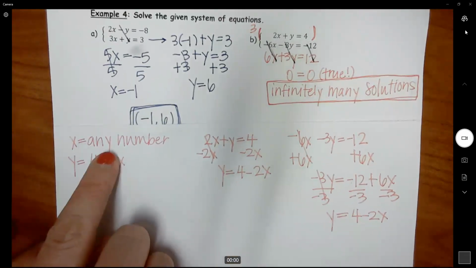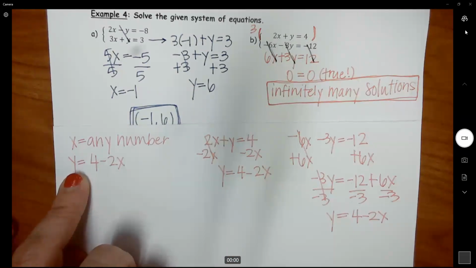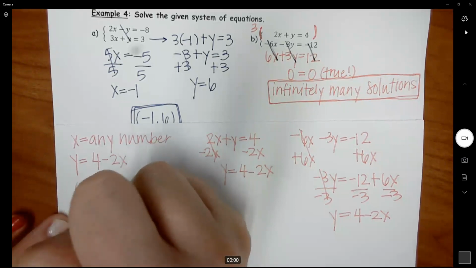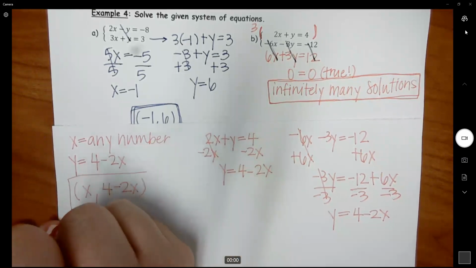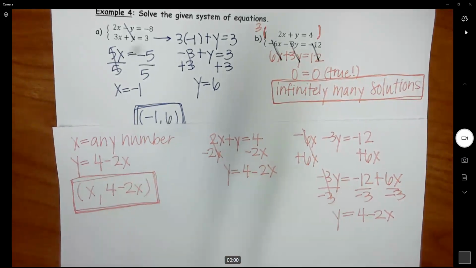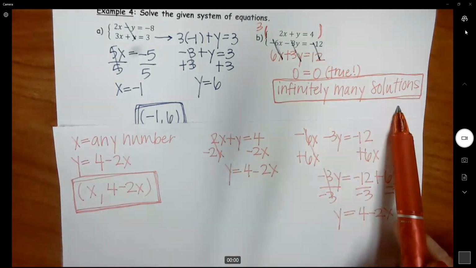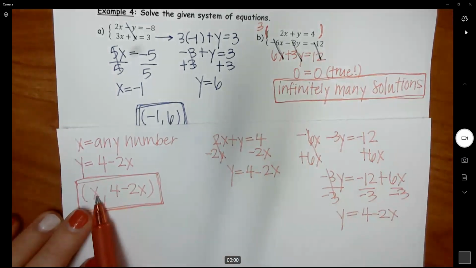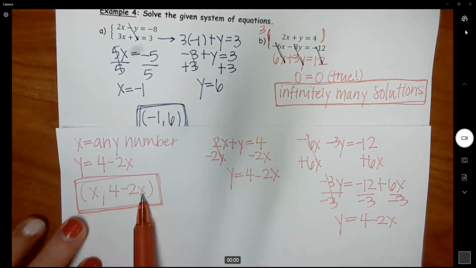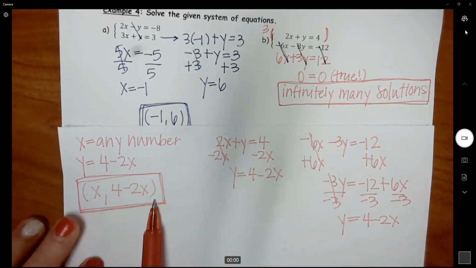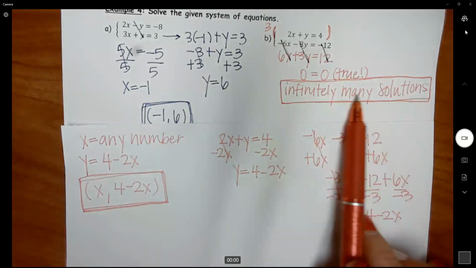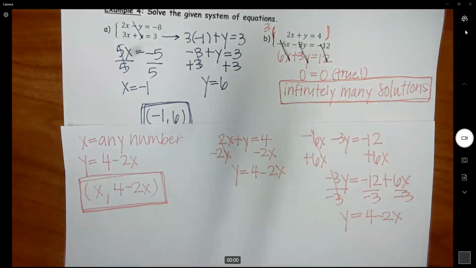So when they say x is any number, you're solving for y. Pick an equation, solve for y, and then that ordered pair now becomes x, comma, 4 minus 2x. So this means you can now make an ordered pair of any of these infinitely many solutions. So if x is 4, you can plug in 4 here and figure out what your y is. If x is 100, you can plug in 100 and figure out what your y coordinate is. This is a formula to let you find any number of these infinitely many solutions.